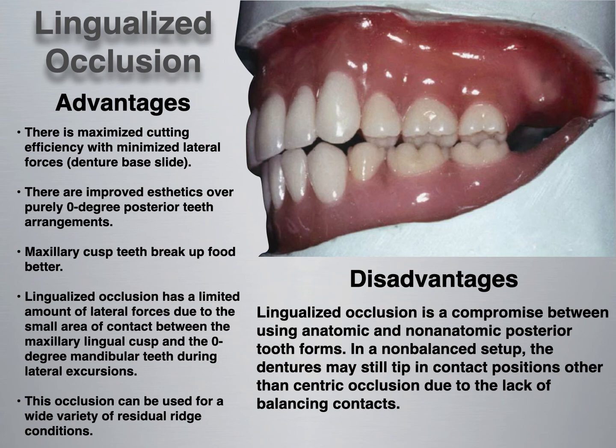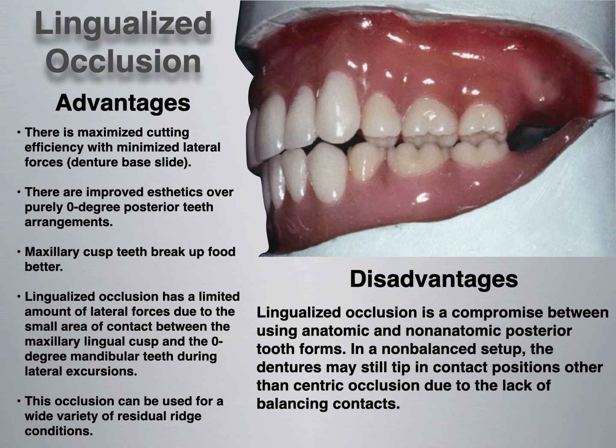Lingualized occlusion has a limited amount of lateral forces due to the small area of contact between the maxillary lingual cusps and the 0-degree mandibular teeth during lateral excursions. This occlusion can be used for a wide variety of residual ridge conditions. And the main disadvantage for lingualized occlusion is that it's a compromise between using anatomic and non-anatomic posterior tooth forms. In a non-balanced setup, the denture still may tip in contact positions other than centric occlusion due to the lack of balance in contacts, all right?